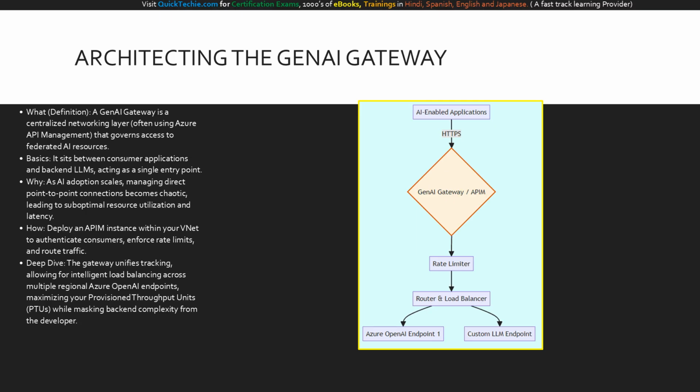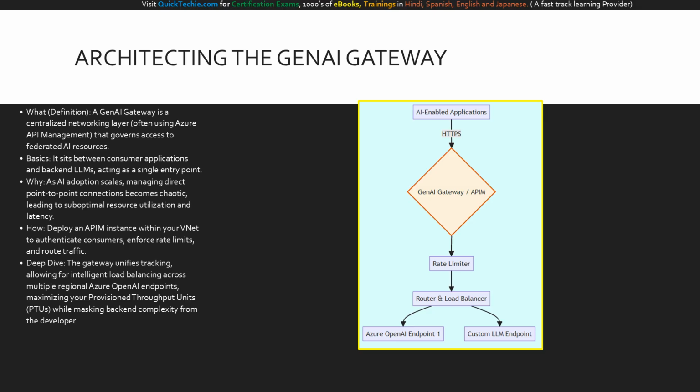How do we implement it? We deploy APIM into our VNet. This gateway authenticates the user, applies rate limits, and securely routes the request. Taking a deep dive, this architecture allows us to load balance traffic across multiple global AI endpoints. It maximizes our investment in provisioned throughput units, or PTUs, while keeping the network complexity completely hidden from the application developers. This diagram illustrates the conceptual architecture of a GenAI gateway.